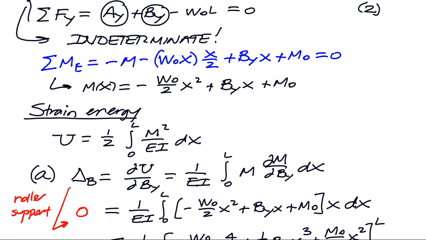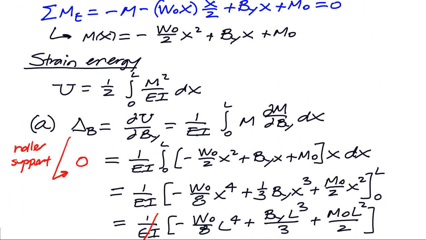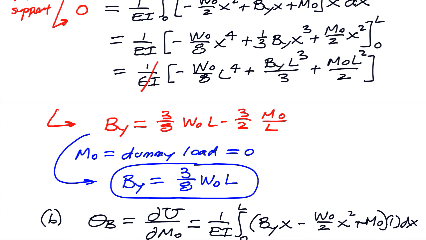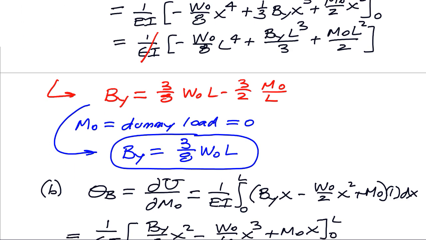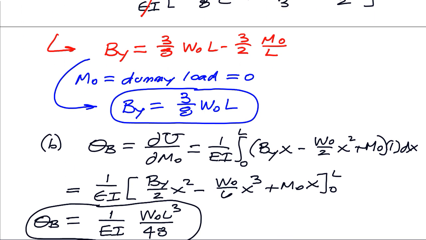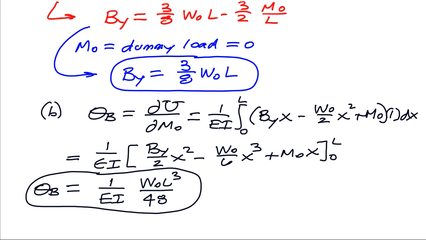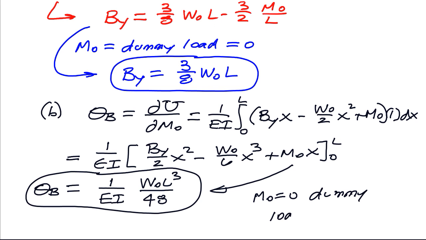We calculate the deflection at B using Castigliano, partial U with respect to By, did the integration. M naught is a dummy load, so from that we got By. And then to find the rotation at B, keep in mind we had to have a couple there at B. So we artificially put a couple there, M naught, did all the calculations of partial U with respect to M, did the integrations, and then on this very last step, we set M naught equal to 0 because we artificially put that load on the end. That's a dummy load. So that's the process that we took.